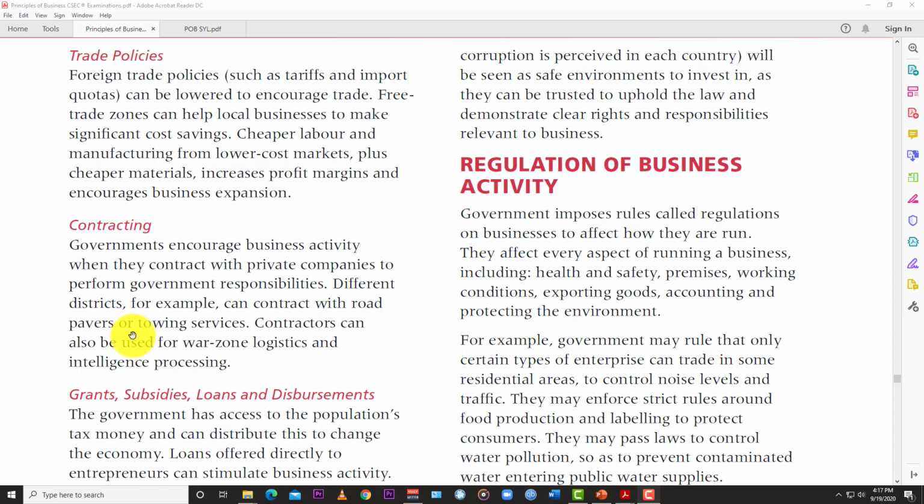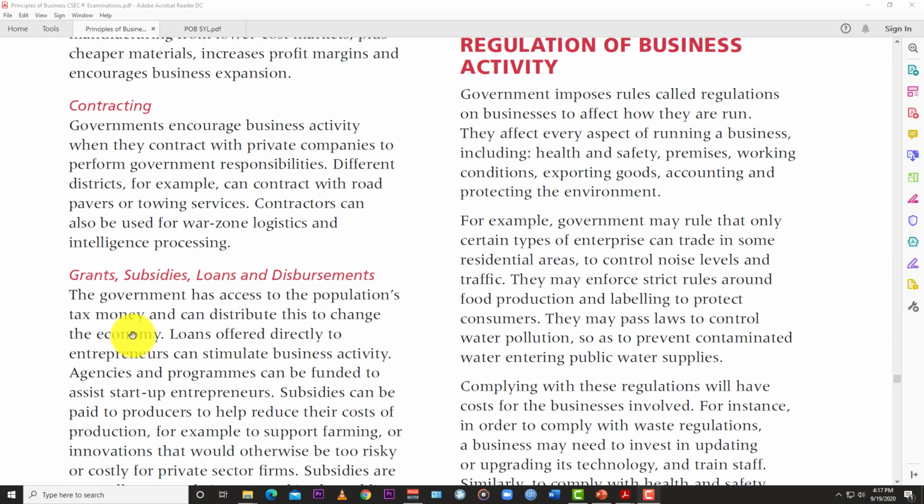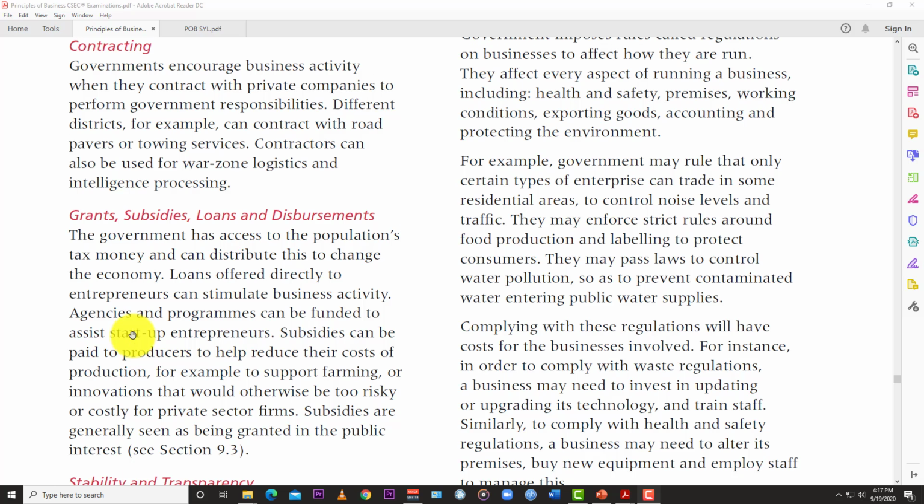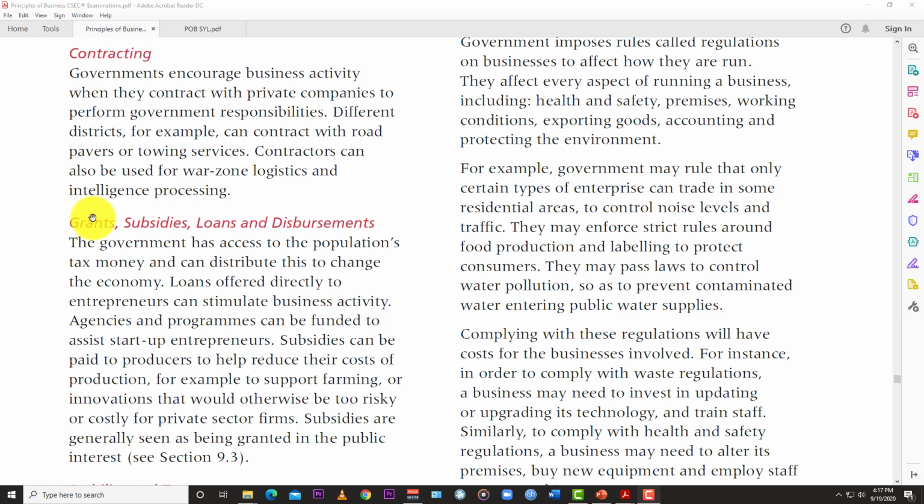All right, other ways that the government can create a good incentive for businesses is to offer grants, subsidies, loans, etc. So a grant would be financial. It's not a loan because you don't have to pay it back, but a financial incentive that is given to a business.